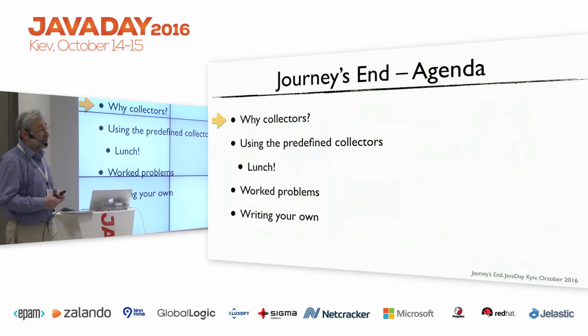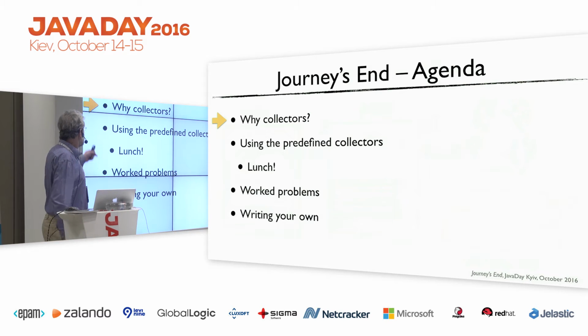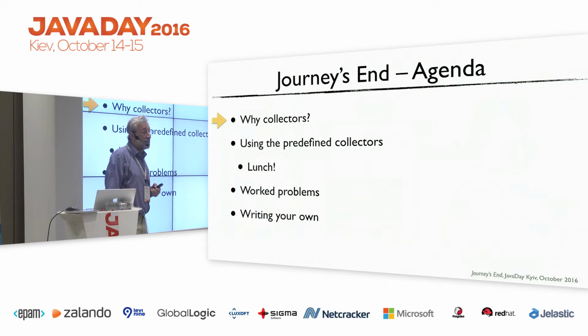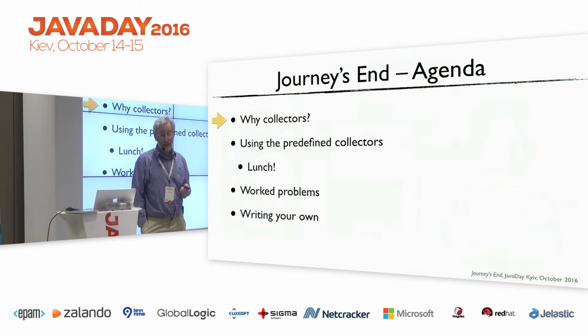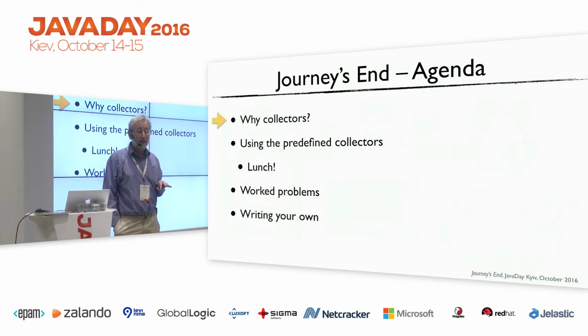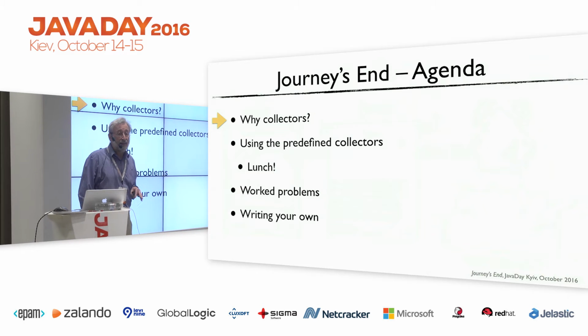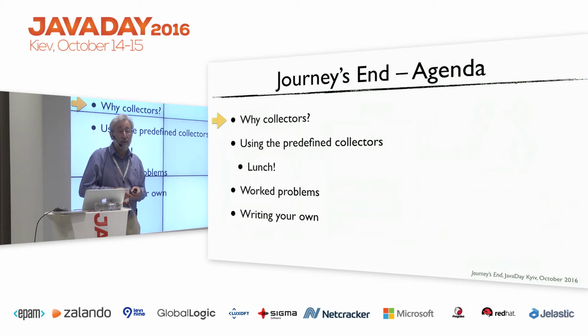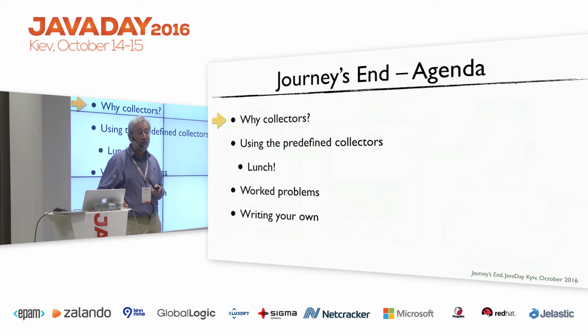So here's the agenda. This is the first half of the talk. I'm going to explain why we want collectors and what the difference is between collection and reduction. If you come across this classic idea of reduction in functional programming, I'll explain there's a little wrinkle in the Stream API which is quite puzzling, and people often fall foul of it, so I'm going to explain what the problem is with that.